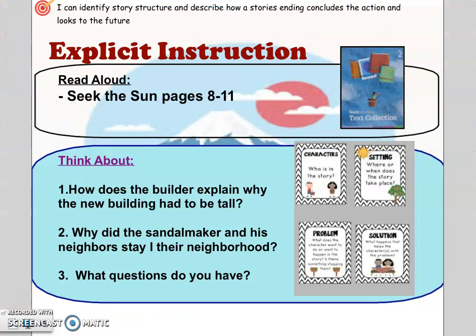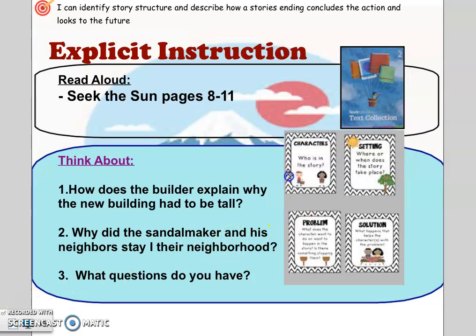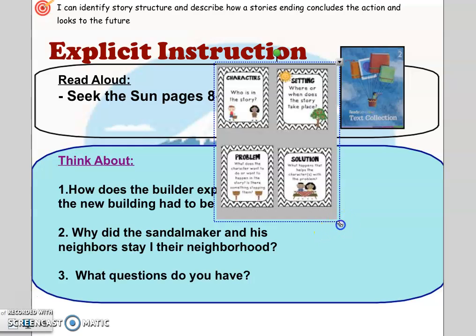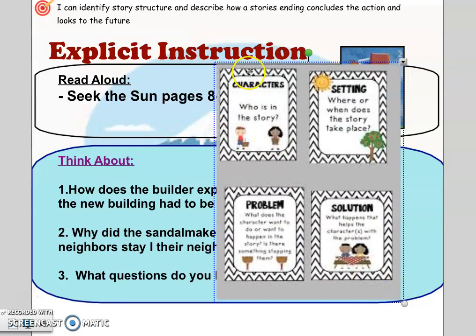In reading today, we're thinking about story structure. When we think about story structure, we must remember a few things. First, we're thinking about characters in a story. Who is in the story? It might be a person, it might be a place, it might be a thing. But when it comes to our characters, we can find they are usually people or animals.